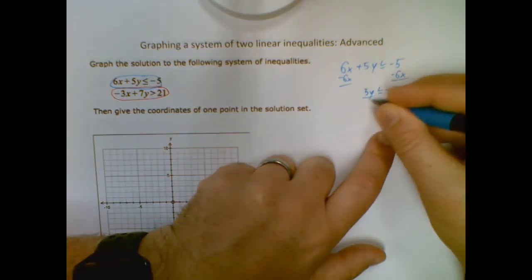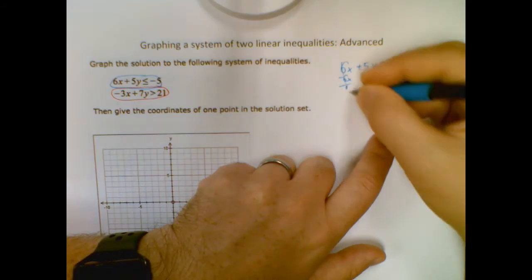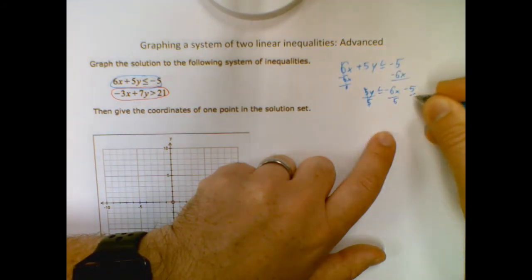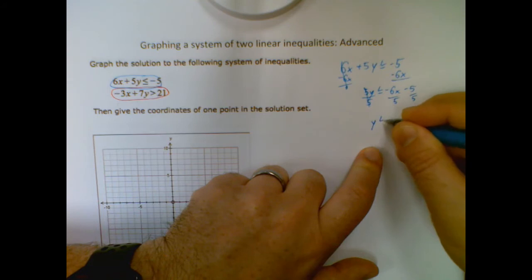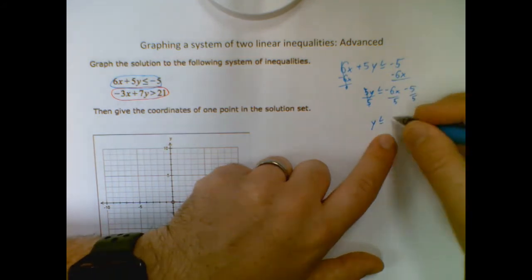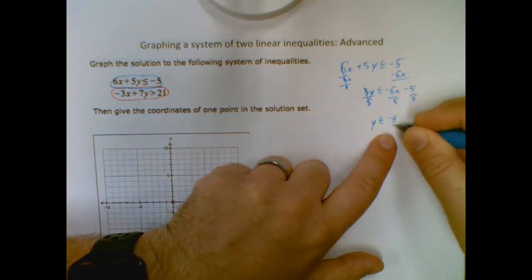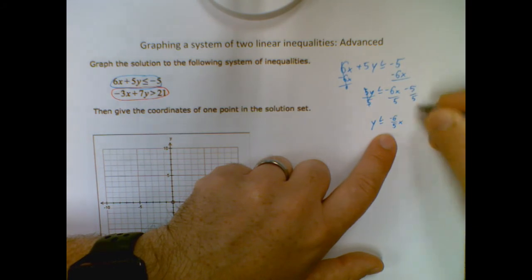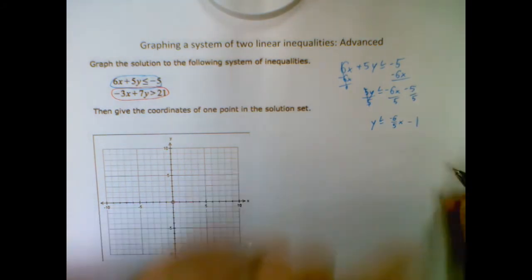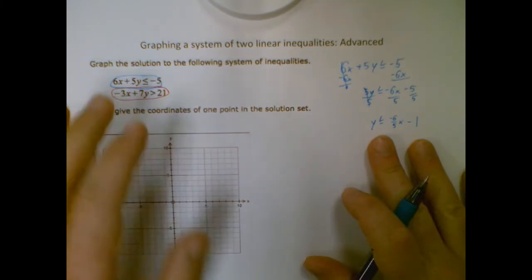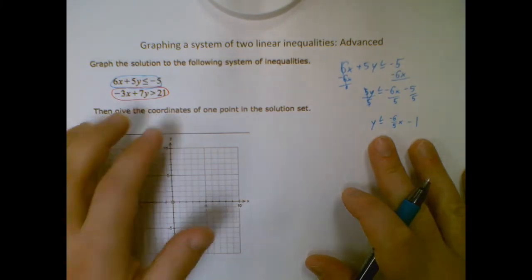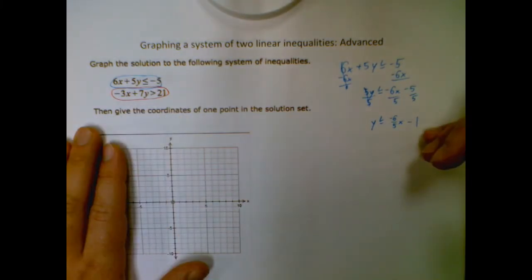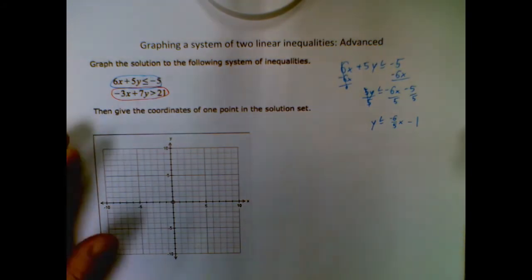All right, one last step to get the y by itself is I have to divide by 5. So I'm going to divide everything by 5. And it's a positive 5, so I don't have to reverse my symbol, which is negative 6 over 5x, and 5 over 5 is 1. So I'm going to go ahead and graph this, and then I'm going to deal with the other one, since I like to go all the way to the end with one equation before I deal with the second.